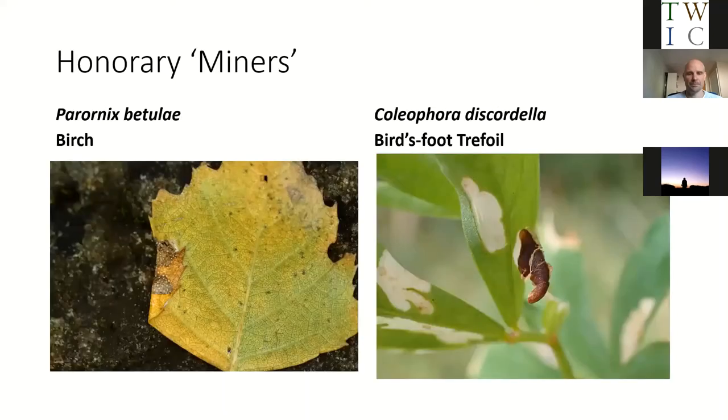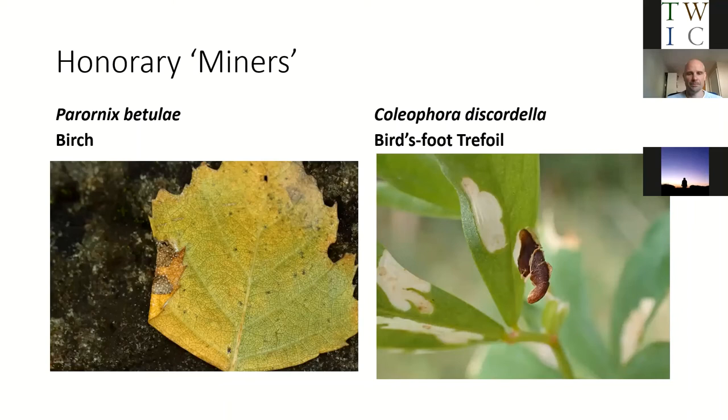Very briefly, I'll mention a couple of honorary miners. There are two genera in the family Gracillariidae, Parornix and Caloptilia. They do both start off as gallery miners. They have very, very short gallery mines before the larva exits the leaf. These gallery mines are very rarely recorded and very difficult to find.